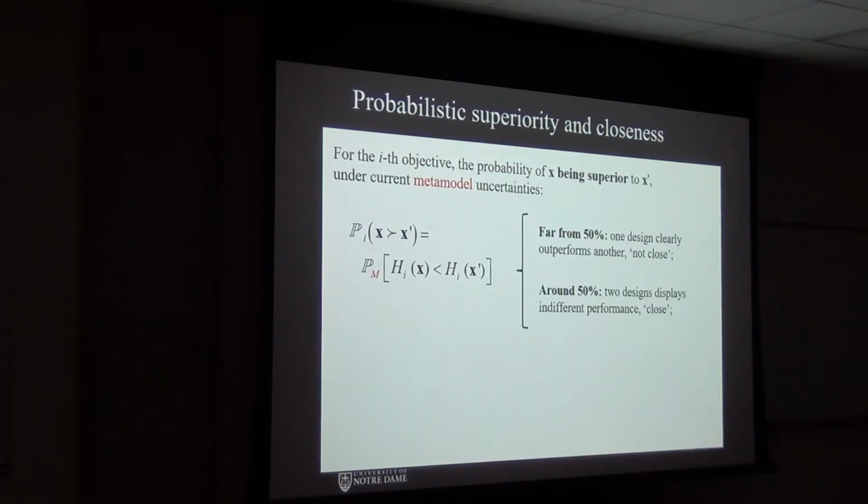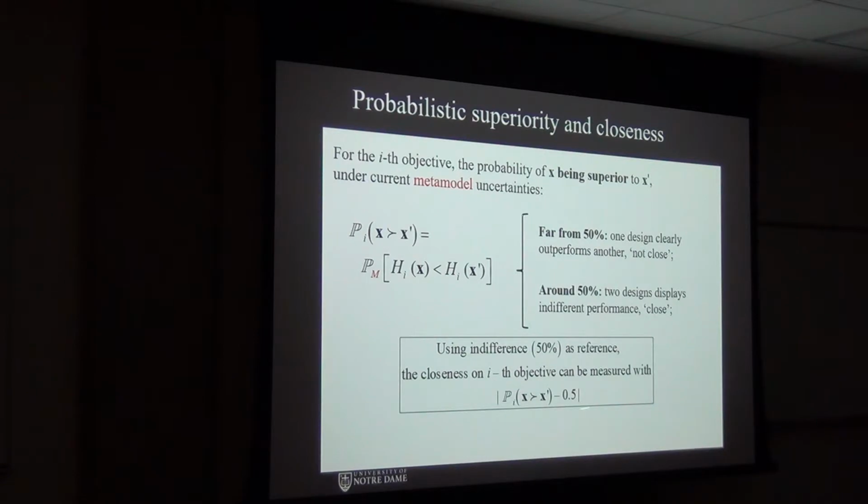In order to define this closeness, we're going to define the probability of superiority, which is the probability of one design being superior to the other design, considering all the meta-model uncertainties. We're going to remind ourselves that we get predictions from a meta-model. So we can calculate, using the meta-model, the probability that one design is better than the other. If this is close to 50%, it means that the two designs are indistinguishable. If this is far from 50%, it means that there is a significant difference. So we're going to use this as our closeness metric of the performance for each objective.